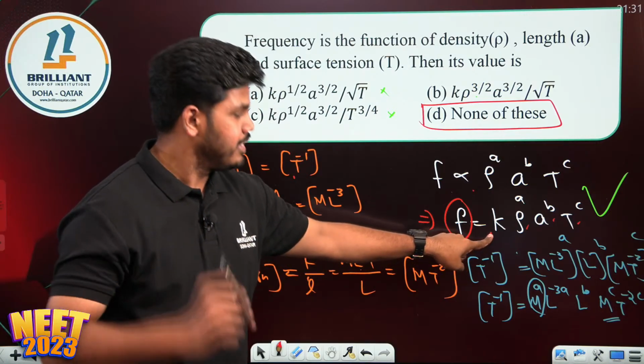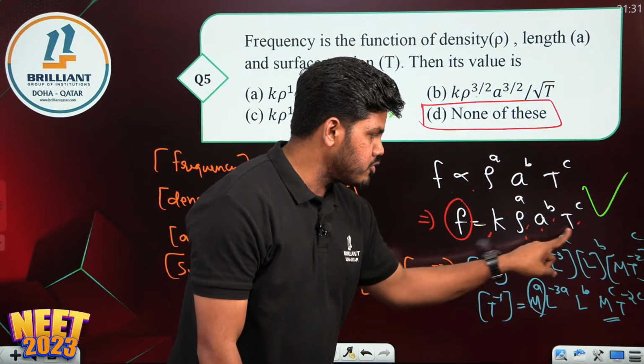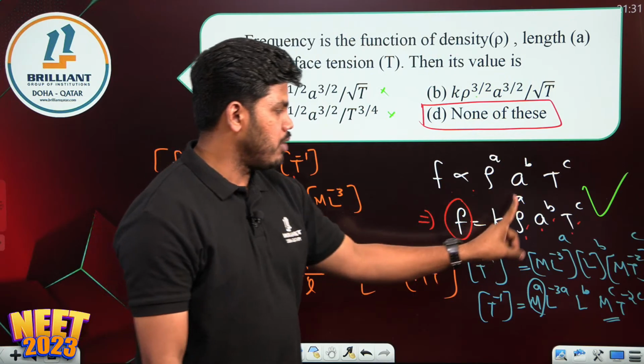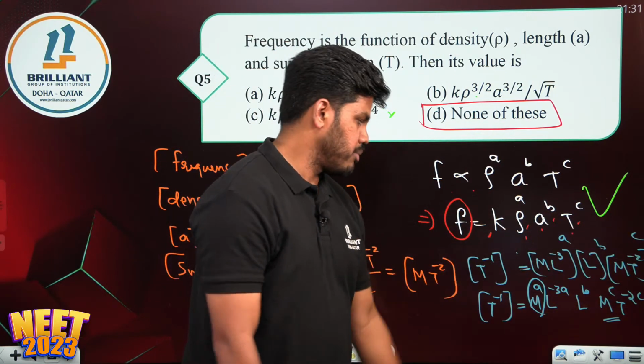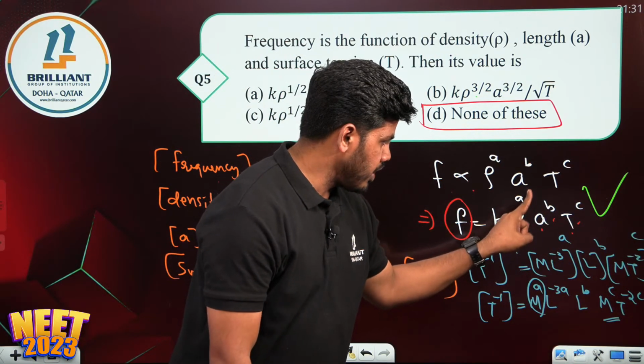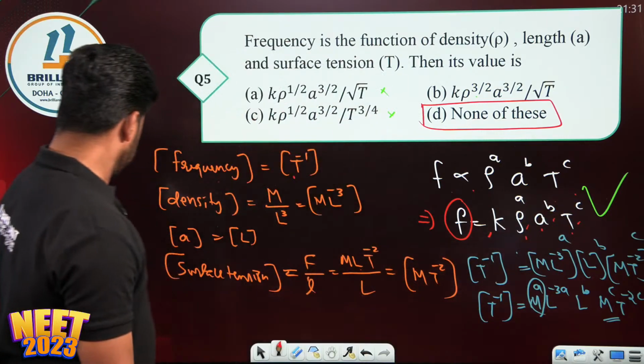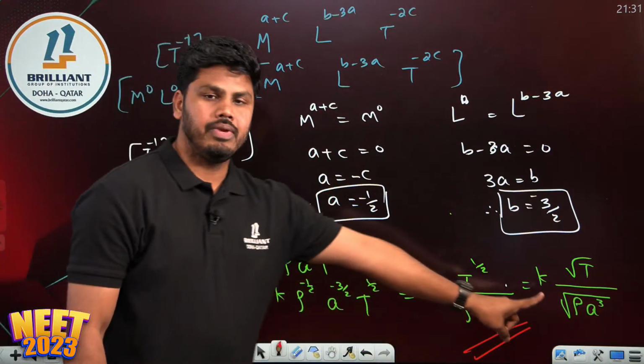Okay, so the stepwise process, hope you remember: we start with an equation by introducing a constant, then substitute the dimensions of each physical quantity given with powers A, B, C or X, Y, Z, whatever it may be. Then we will find out the values of A, B and C and substitute them back in that equation, so we will get the final expression.